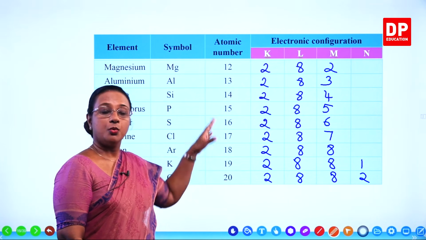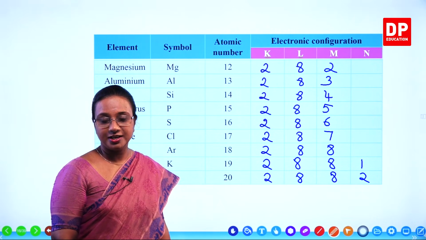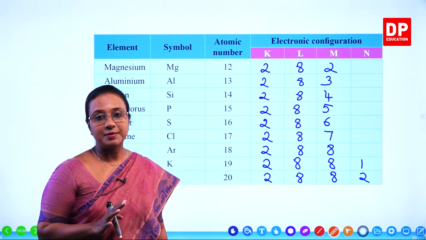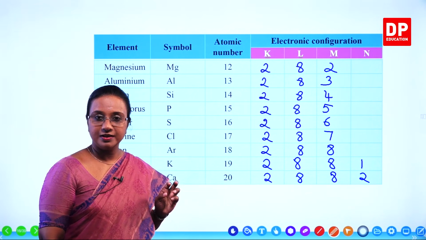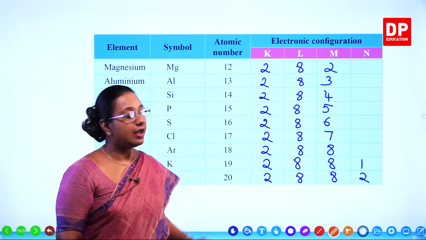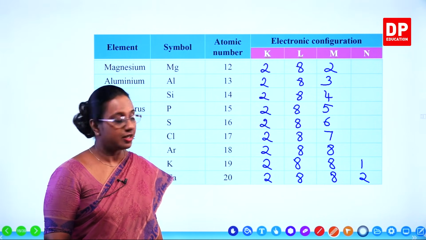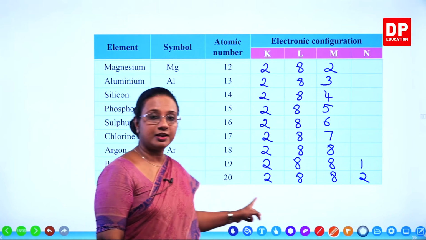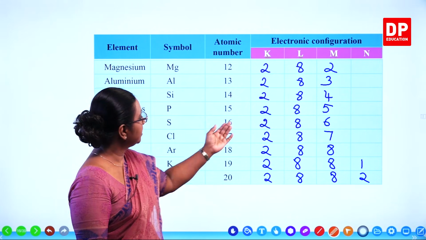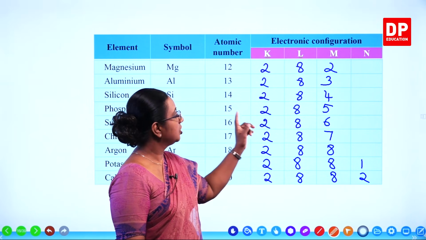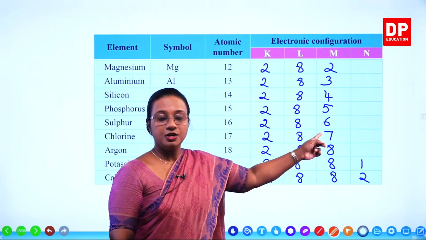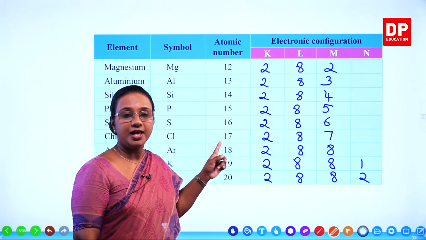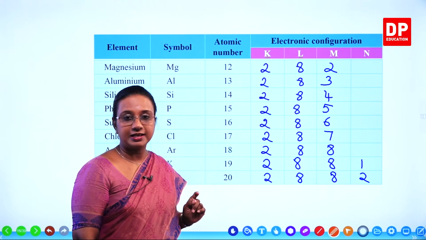So students, after writing the electronic configurations of all these elements, now you will be very familiar with writing electronic configurations. At the same time, if they give you the electronic configuration of an element, let's say we'll take this 2, 8, 16, you should know to identify its number of protons, electrons and therefore the atomic number.